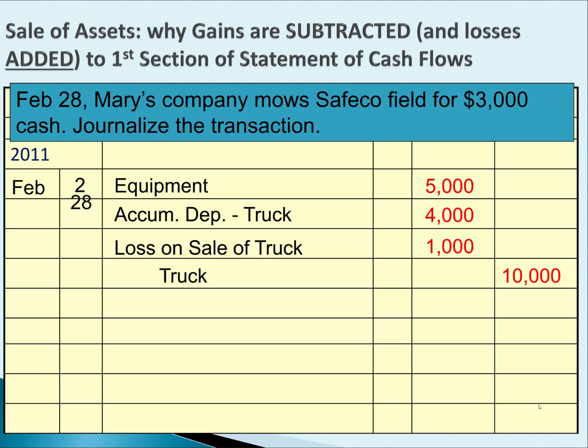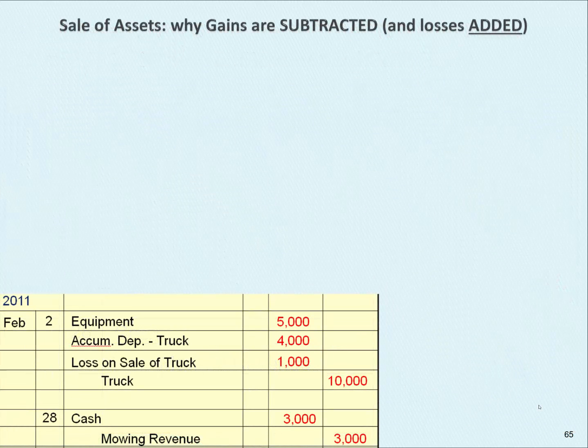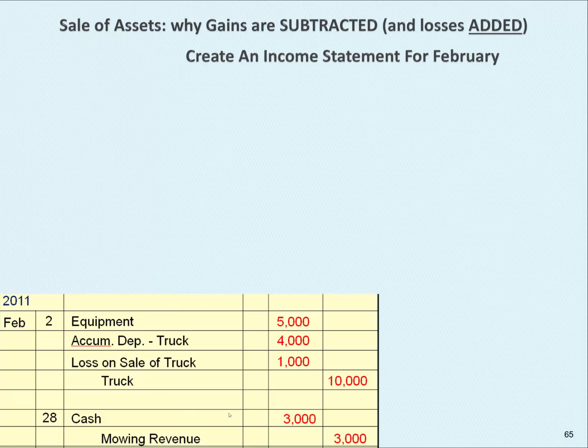So it's February 28. Cash is going up, so that is the debit account. And we have a revenue account. So let's call that mowing revenue. Now we have two simple transactions from which we're going to create the income statement and then the statement of cash flows. So the same transactions are now down here in the lower left part of the screen.